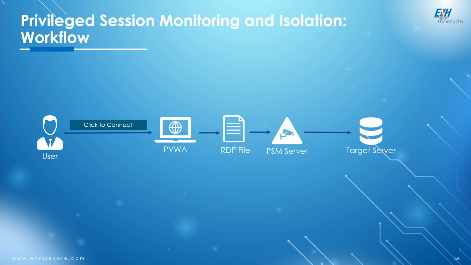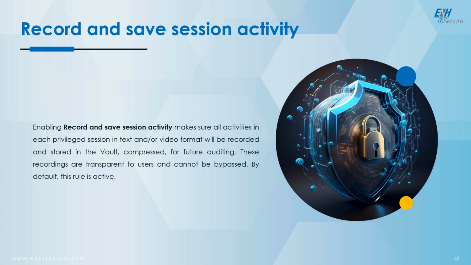The nature of the connection will depend on the technology required to establish the connection. This ensures the PSM machine monitors the session and isolates the user workstation from the target server, preventing any potential attacks originating from the user's workstation. All activities during each privileged session, whether in text or video format, will be recorded, compressed, and stored in the vault for future auditing. These recordings are transparent to users and cannot be bypassed. This rule is active by default.